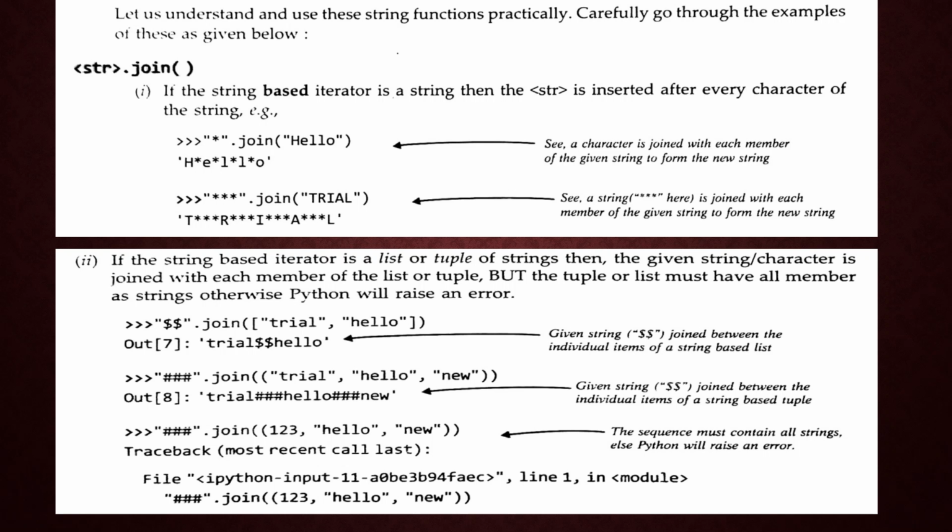Next, see what happens in case you are using triple hash, join 123, comma, hello, comma, new. So first one is a number, second and third are 2 strings. So it will display, how it will display? It will display 123, triple hash, hello, triple hash, new.